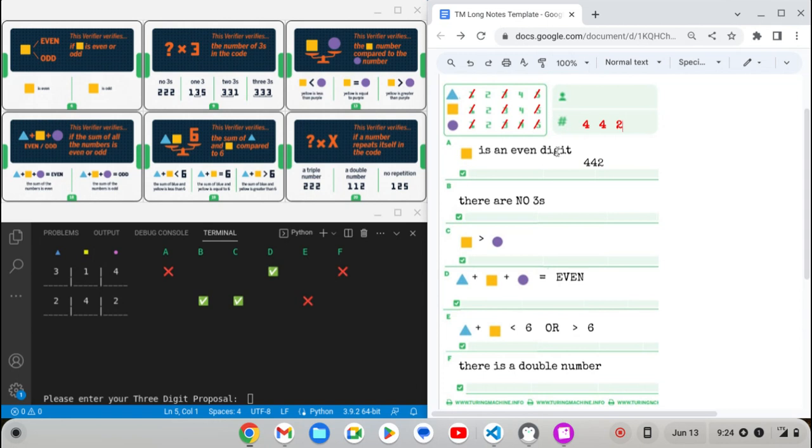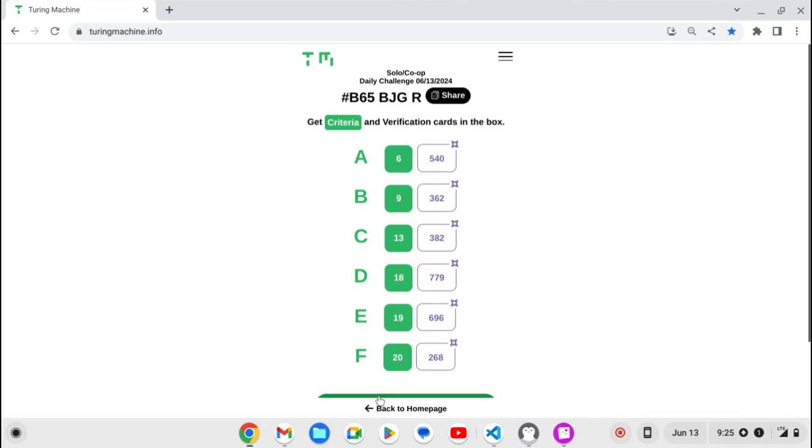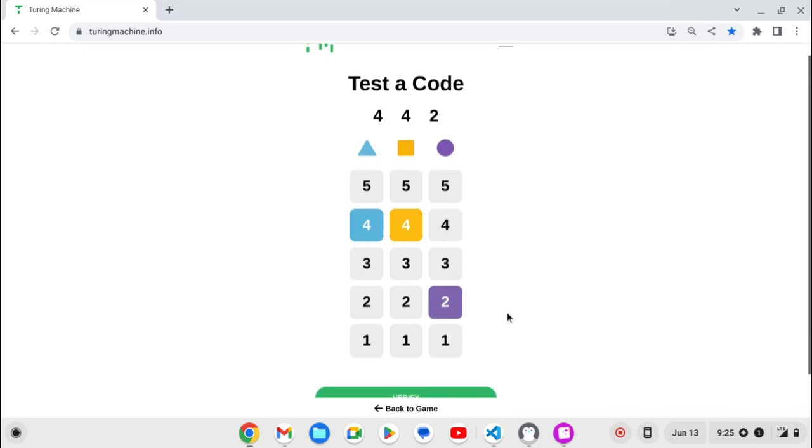But just to go over everything, yes, the square digit, the middle digit, is even. There are no 3's. Our square is larger than circle. That's correct. The sum of the 3 is even. Again, we're deducing that the sum is greater than 6 and that there is a double number. Okay, well, let's go with that. 4, 4, 2. So 4, 4, 2. Scroll down to verify. Okay, fantastic. So we got our solution.